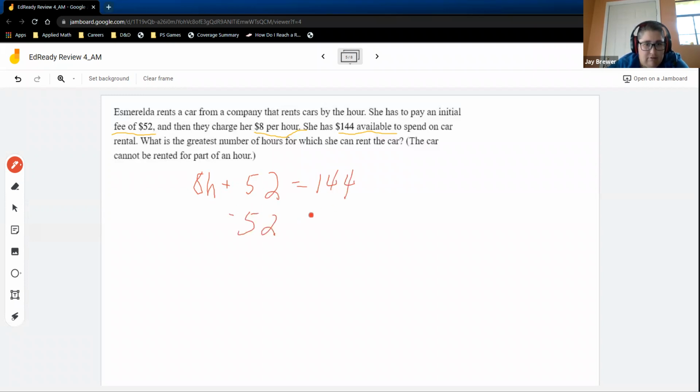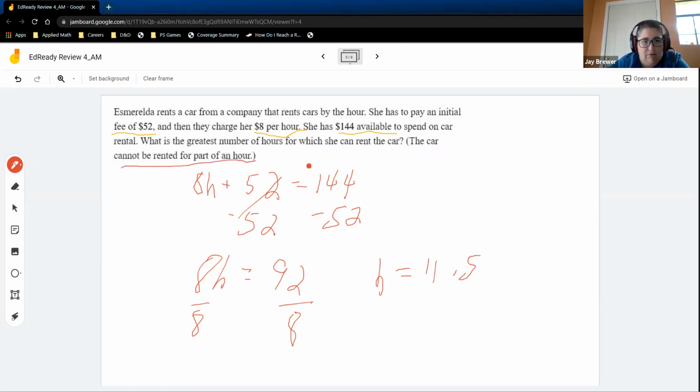So if we take 52 away from 144, we get 92 divided by 8. We would get H is equal to 11.5 hours. But here's the thing. It tells us that the car cannot be rented for a partial hour. So the max hours would be 11.